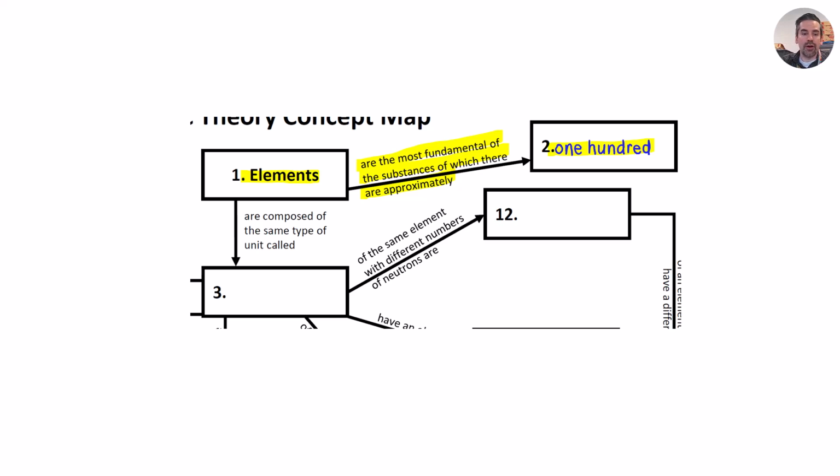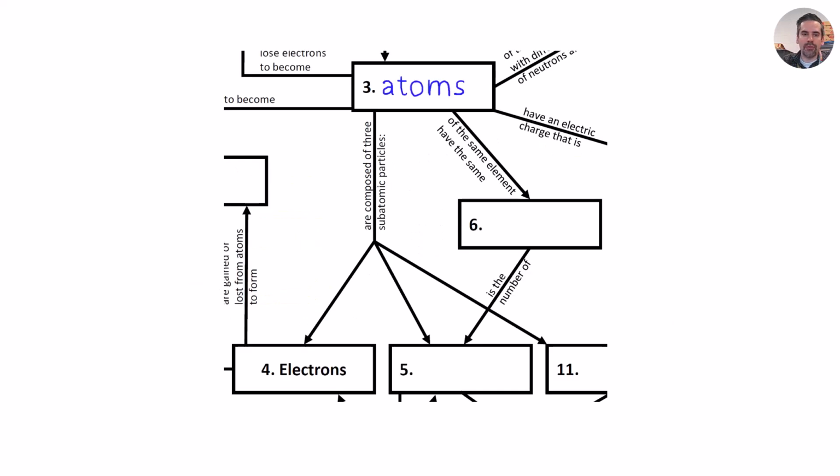Now, elements are composed of what type of unit? They're composed of one type of unit called atoms. And we already knew this. But what are atoms composed of? Atoms are composed of three subatomic particles. One is the electrons, which we talked about yesterday when we were talking about J.J. Thomson and the experiment that he did with cathode ray tubes. And the second particle, which is in the middle, are protons. We haven't specifically talked about protons, but now we are.